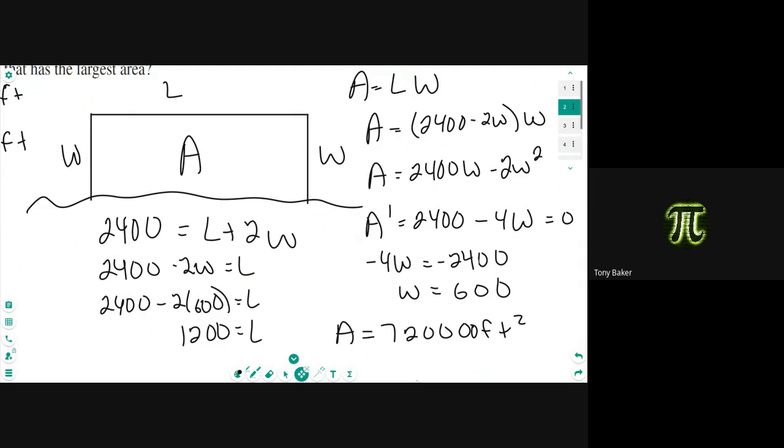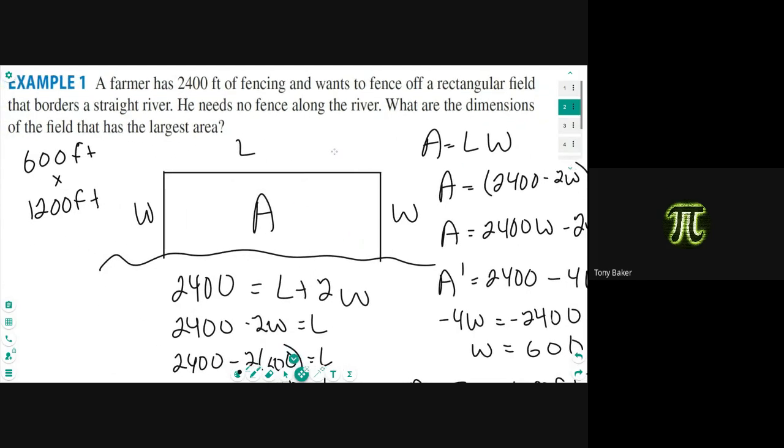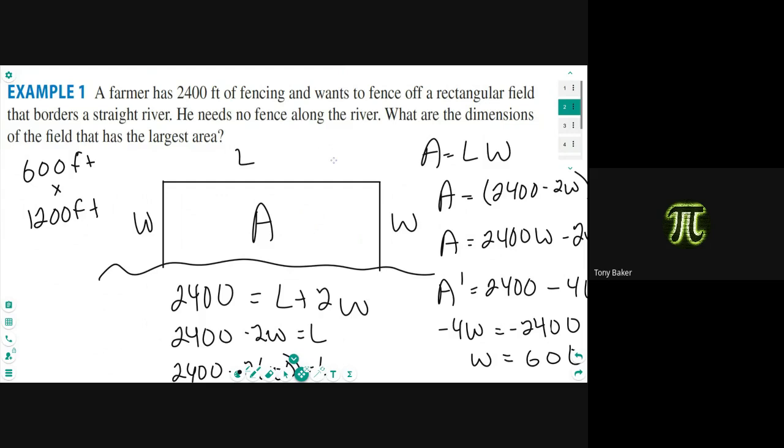Yeah. The endpoints for this one would have been 2400 for the length, which would have left 0 for the width. So 2400 times 0 would be 0, or 1200 for the width, which would have left 0 for the length, and that would also be a 0 area. So it would have been 0, since we're solving this in terms of W, but the domain would be 0 to 1200.